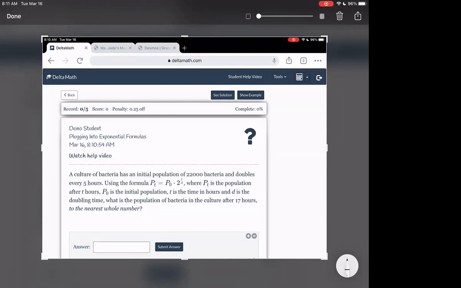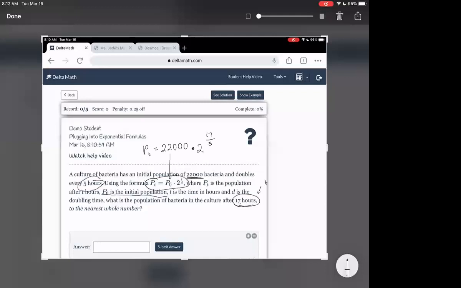Okay, so we really just need to literally plug it into this equation. So what is the population of bacteria? We need to find P of T is equal to, so P sub 0 is the initial population. They told us our initial population was 22,000. So that's this part. And then we have to write the times 2 to the power of T over D. So what is T? 17 hours is our T. And then what is our doubling time? Doubles every 5 hours.